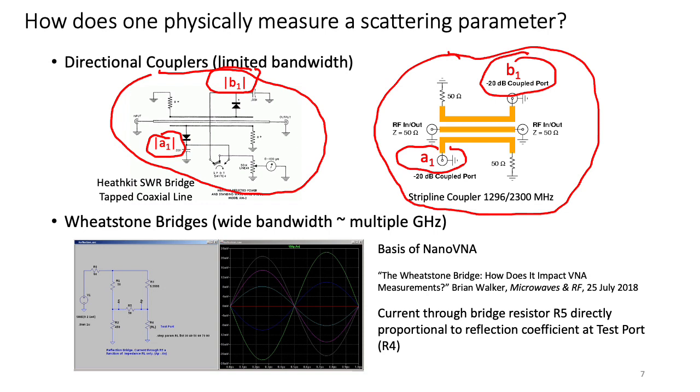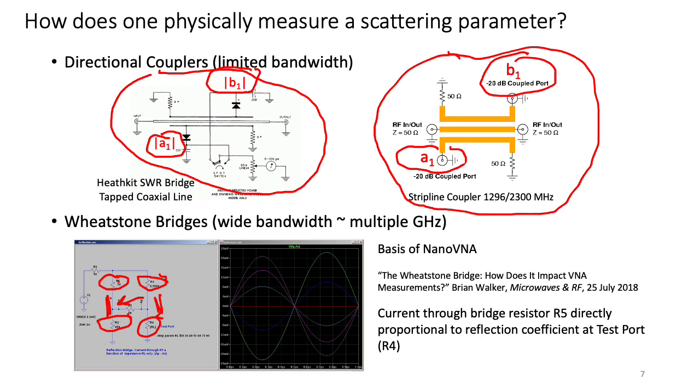Wheatstone bridge, you may be familiar with, is a bridge in which there are four components. There's a bridge component here on the left-hand side, another bridge component on the right-hand side. And when the ratio of these two resistors is equal to the ratio of these two resistors, there's no current flow through the center resistor. So that bridge is balanced at that point.